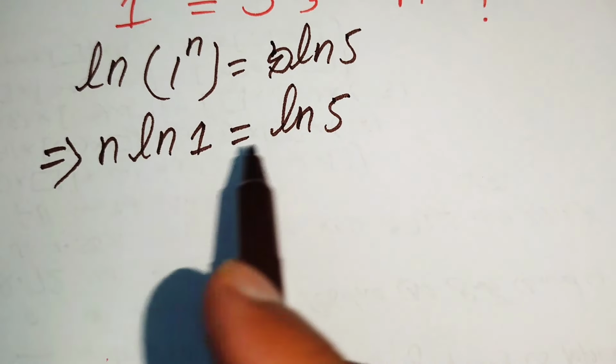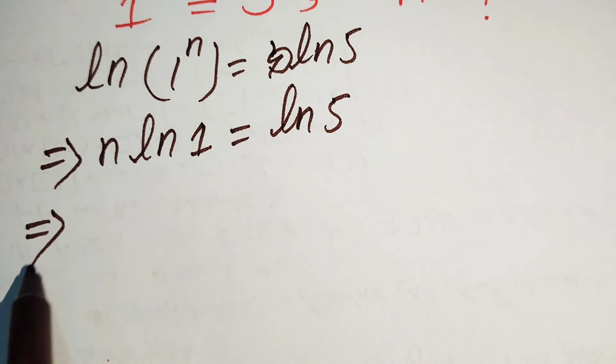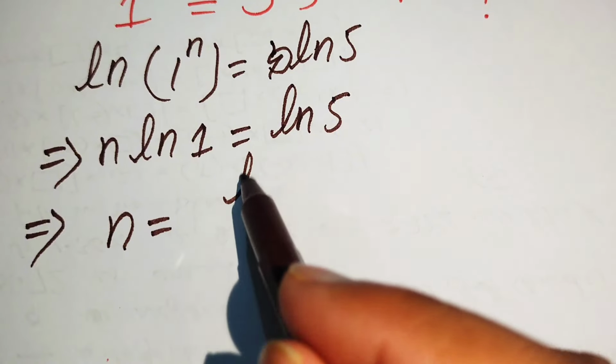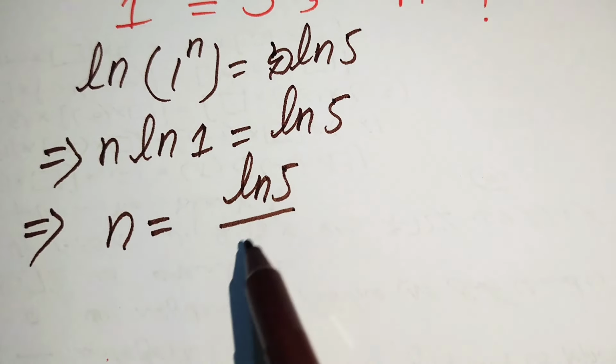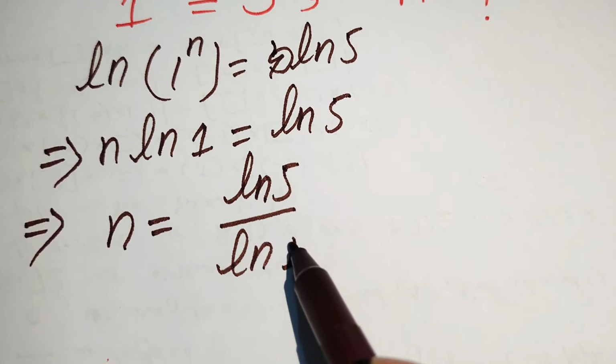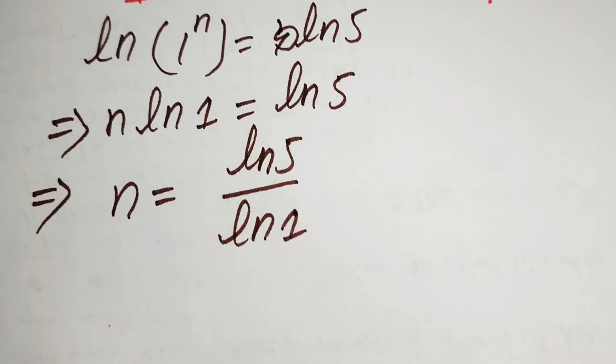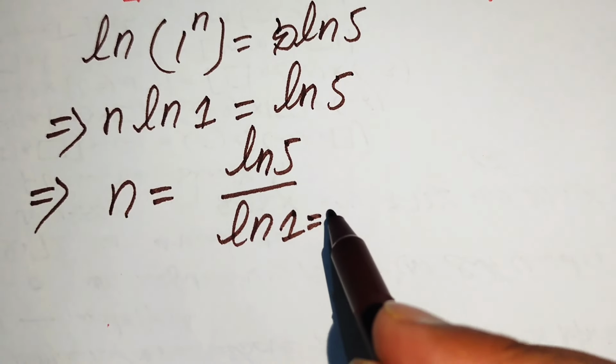Now we move this log 1 to the right hand side, and it will be written as n equals log of 5 divided by log of 1. Here we know that the value of log 1 is equal to 0.